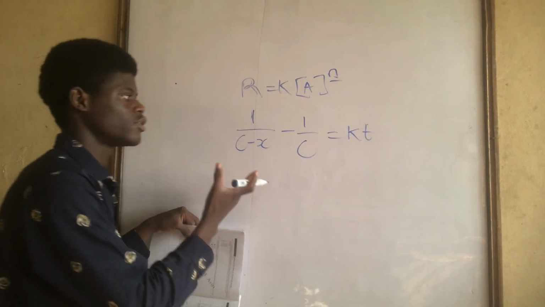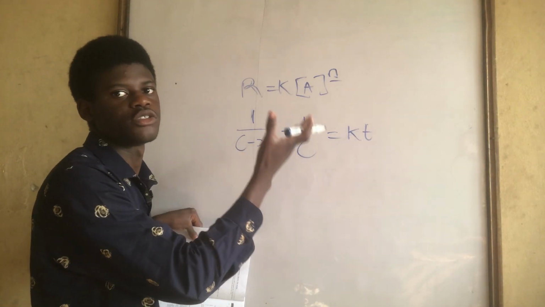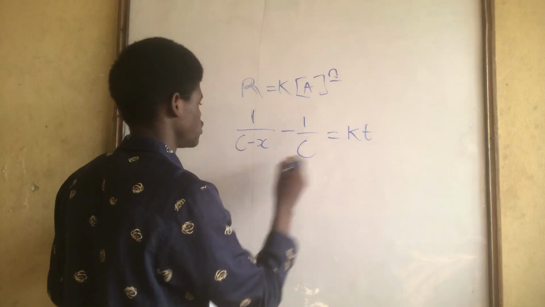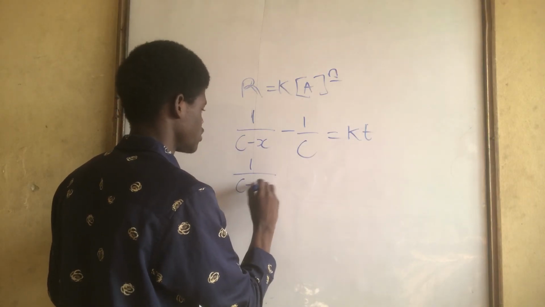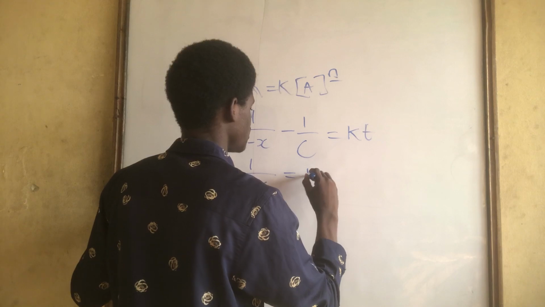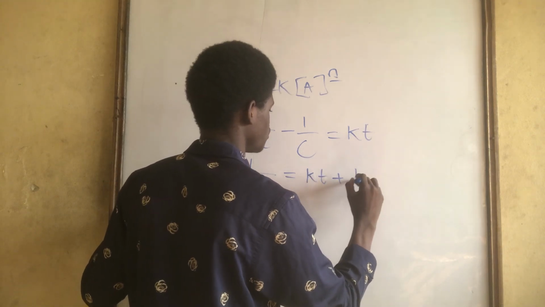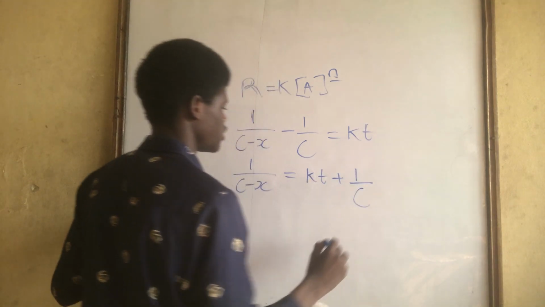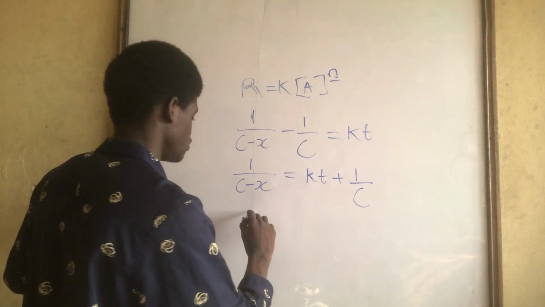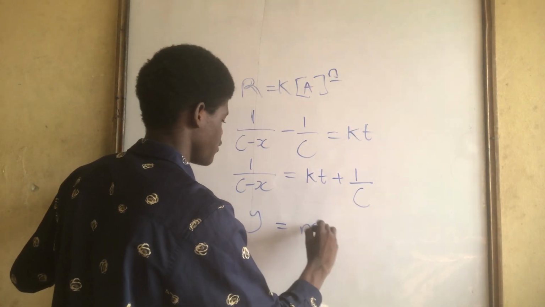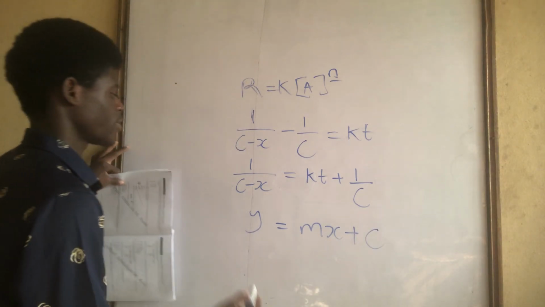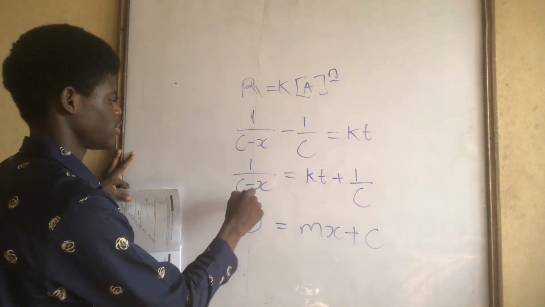But we want to restructure this formula so that it resembles the equation of a straight line. So we can just take this 1 over c to the other side and get 1 over c minus x is equal to kt plus 1 over c, right? So I want to compare this to the equation of a straight line, y is equal to mx plus c, right? You can see that y is 1 over c minus x.